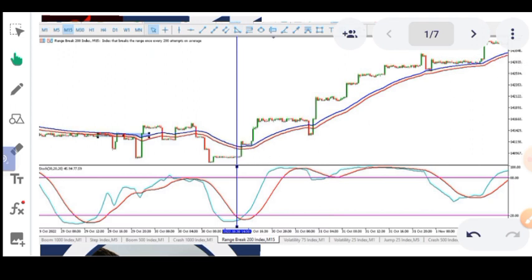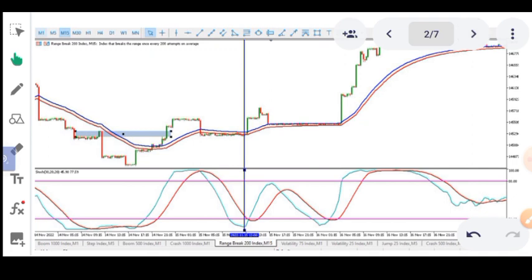Let me show you guys the next example. This is it. Also how to buy. Okay, so this is it. At this point, price broke. Before then, you see that price was below the indicator. So at this point, price broke above it, right? Price broke above the indicator.